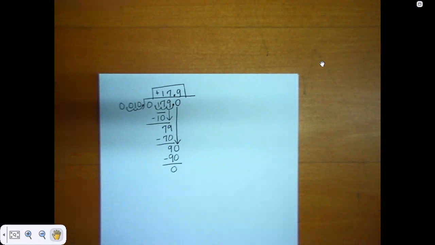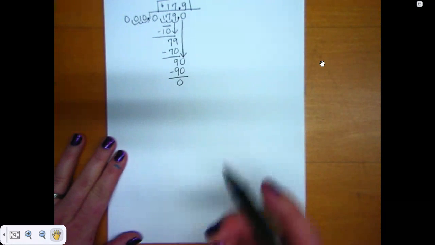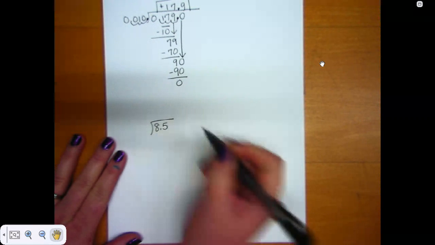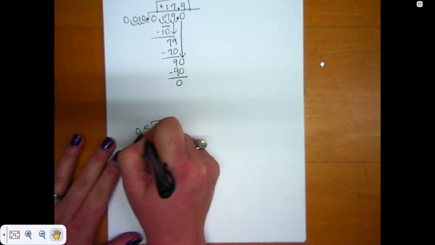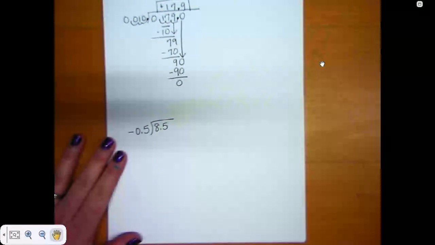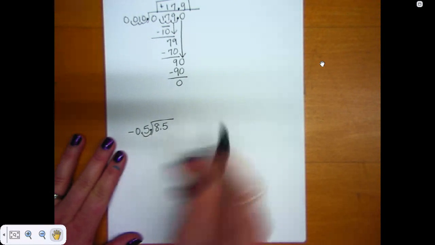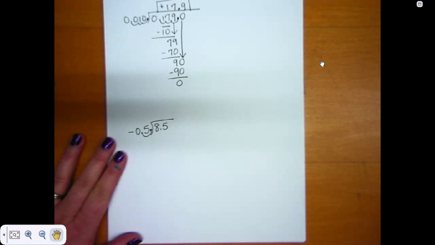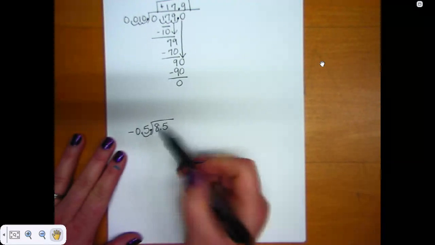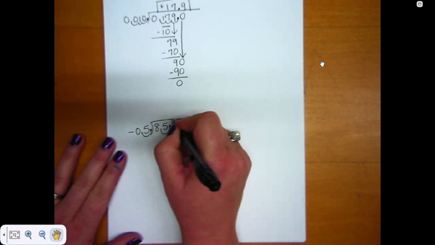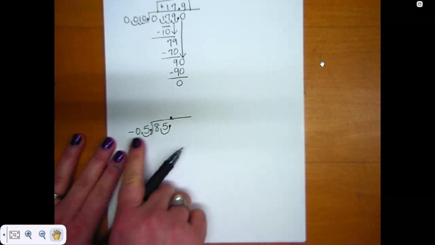Let's try another one. This time let's try 8.5 divided by 0.5. And let's make this a negative 0.5. So the first thing I need to do is I need to move my decimal. So I'm going to move the outside 1 time, and that leaves me with a whole number of negative 5. And if I move that one, I also have to move this one 1 time. So I'm moving that decimal here, and that means that I'm also going to go ahead and put it up here. So now I'm left with 5.